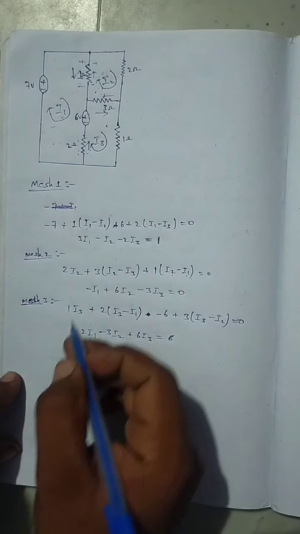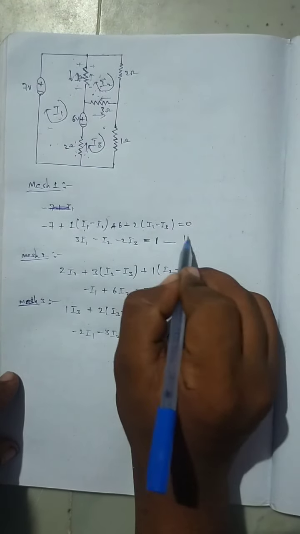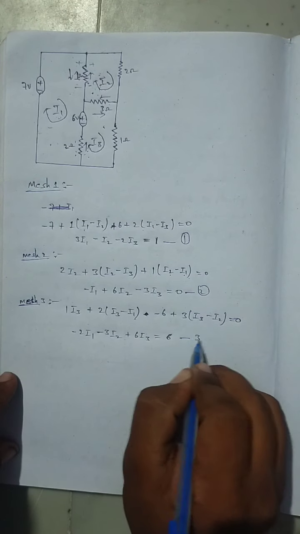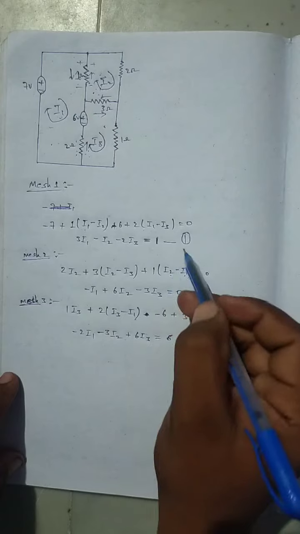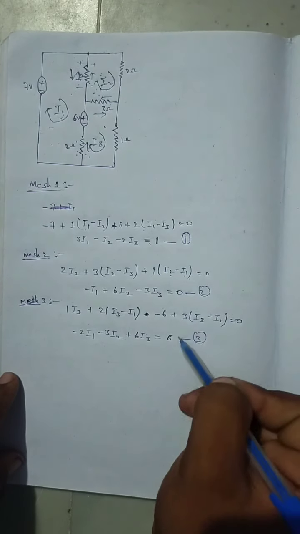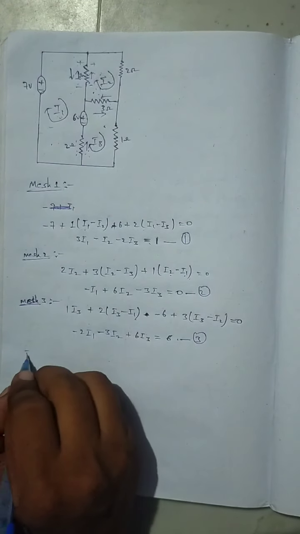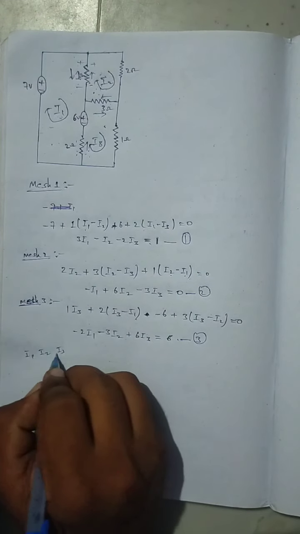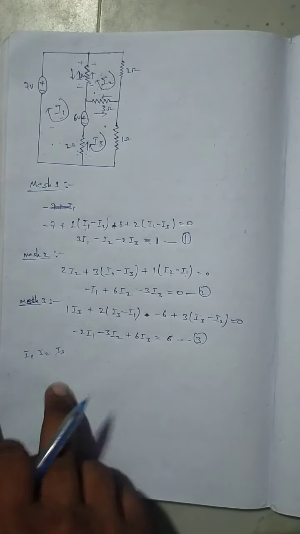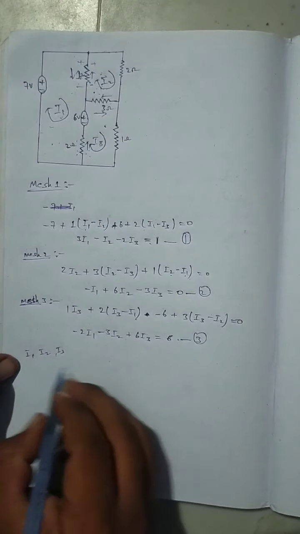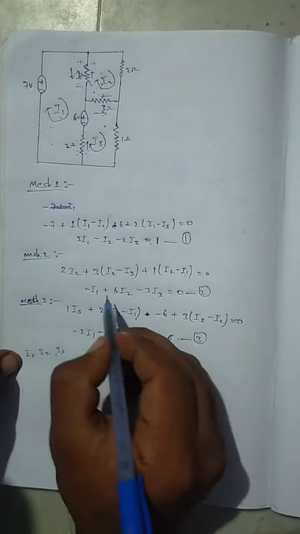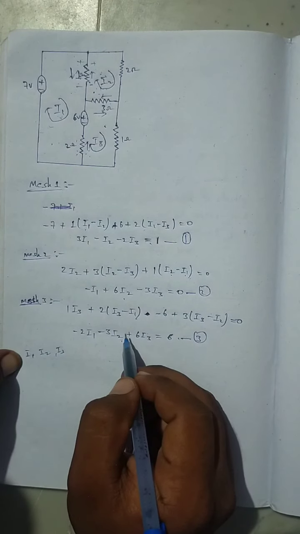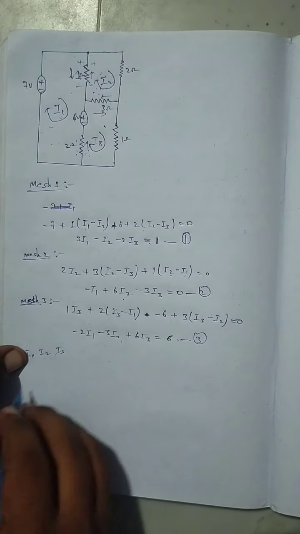Now this is equation 1, this is equation 2, this is equation 3. By solving equation 1, equation 2 and equation 3, we get I1, I2 and I3 by using Cramer's rule. Cramer's rule is: equation 1, equation 2 and equation 3 are arranged in matrix form.